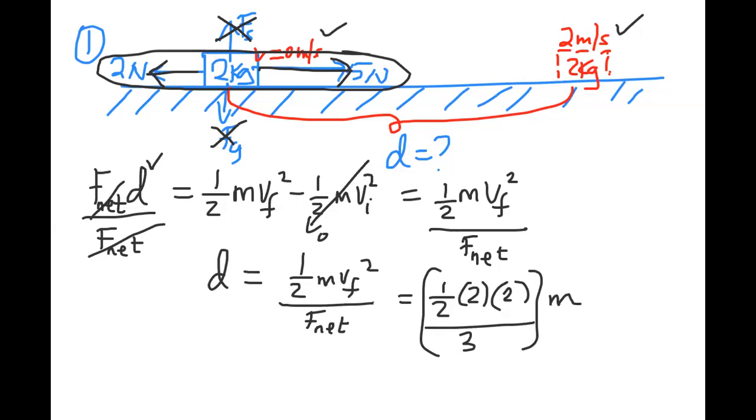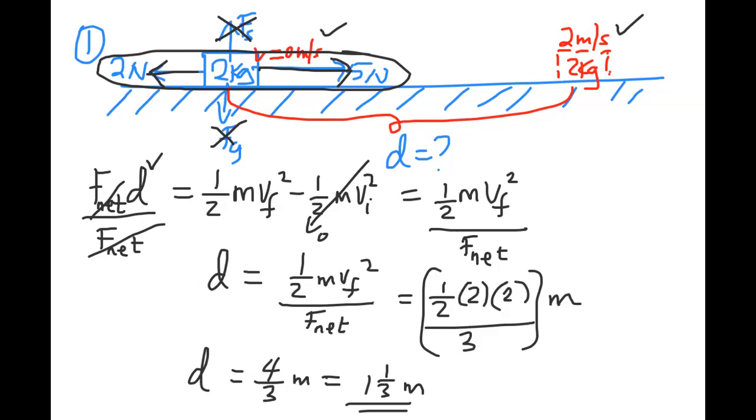All right, so if you work on that, you'll find that the distance will just be 4/3 of a meter, or you can say 1 and 1/3 meters. So that would be the distance traveled. Here is how we apply the work energy theorem to solve problems. We are able to find the distance traveled given the net force and the final velocity.